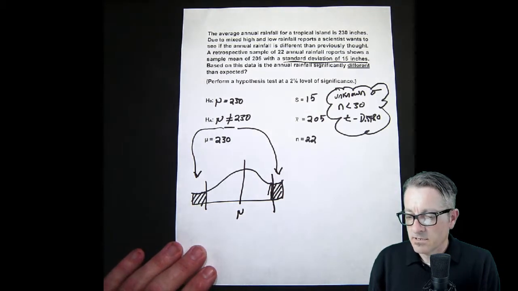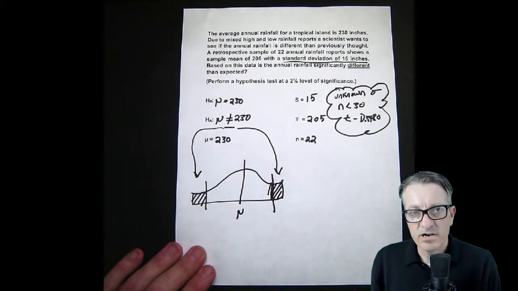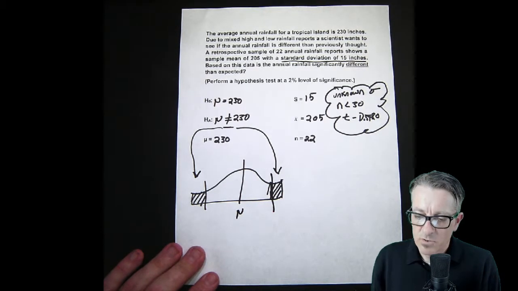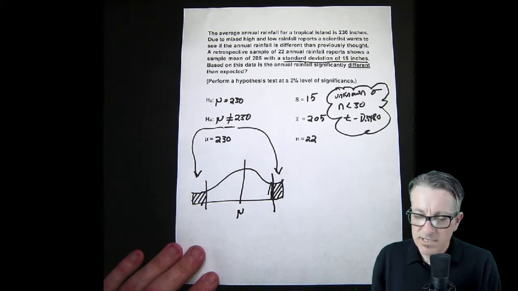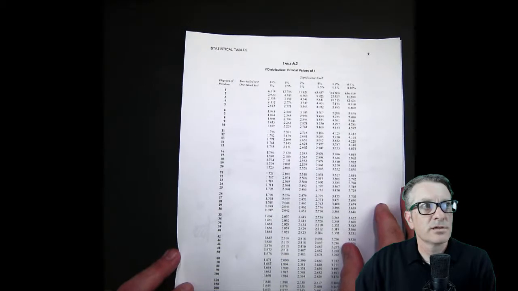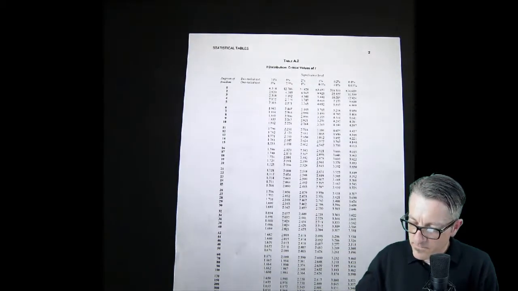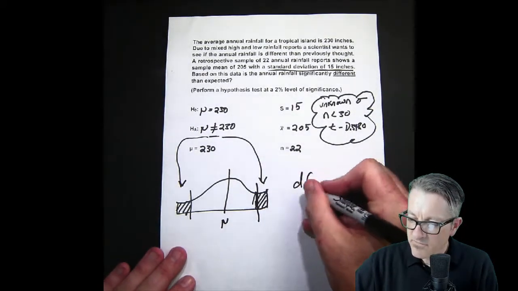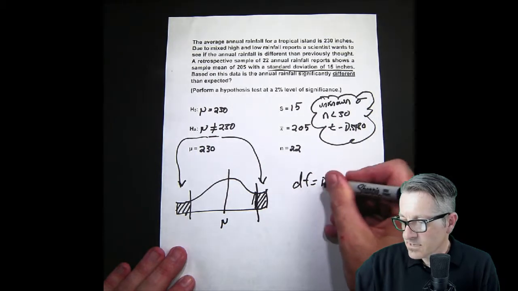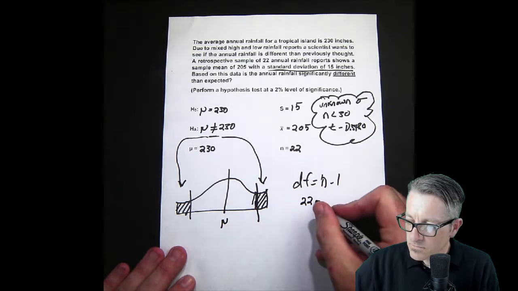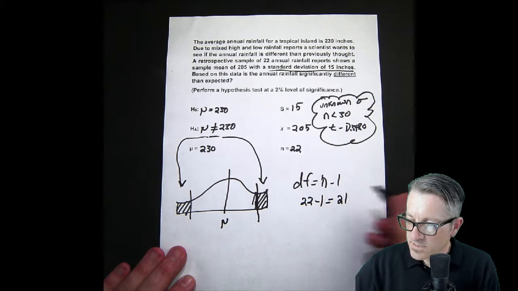So let's use our table and find the critical values for our tails. Now the t-distribution table that I'm going to use is very nice because it has a one tail and two tail section. Oh, one thing real quick before we look at that. Degrees of freedom, df, always equals n minus 1. So in this case, it is 22 minus 1 equals 21. So that's our degrees of freedom.